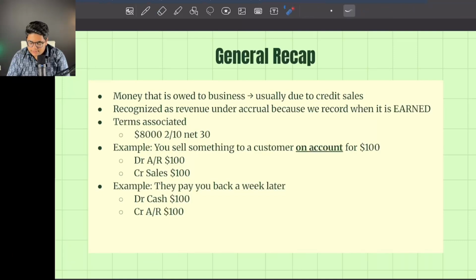You sell something to a customer on account. Whenever you see on account, think about receivables. Eventually you'll think about payables, but in this case, receivables, for $100. What you're doing is you're increasing your amount to receive by $100.